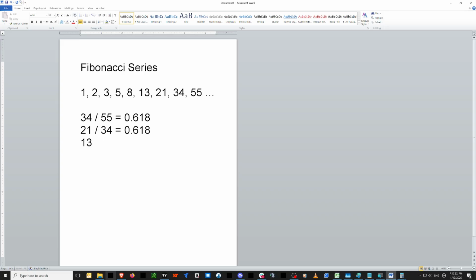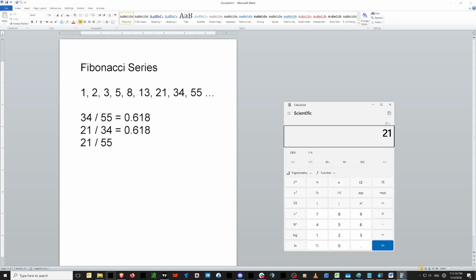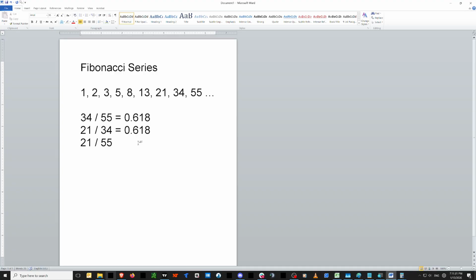Now, however, there are others. Let's take 21 and divide it not by 34, but by 55. We're going to skip one, and 21 divided by 55 is 0.381. Well, we rounded it to 0.382.